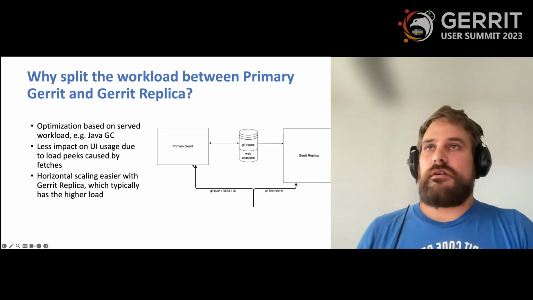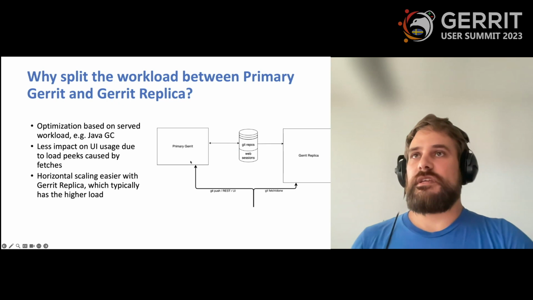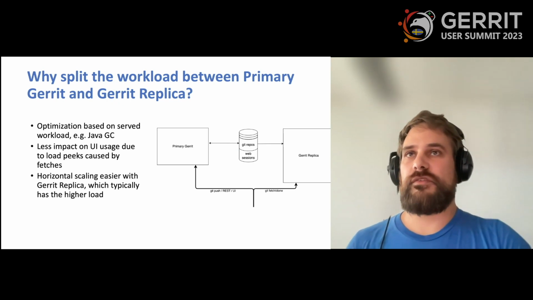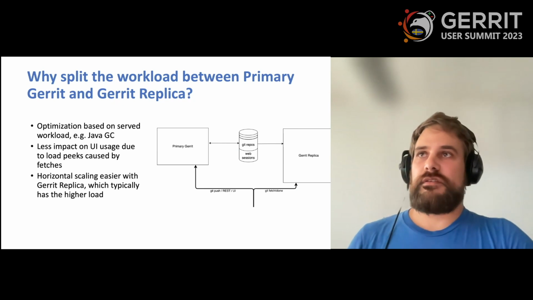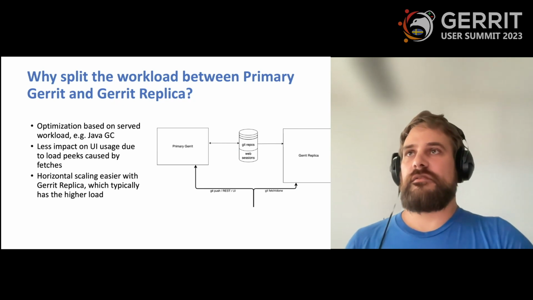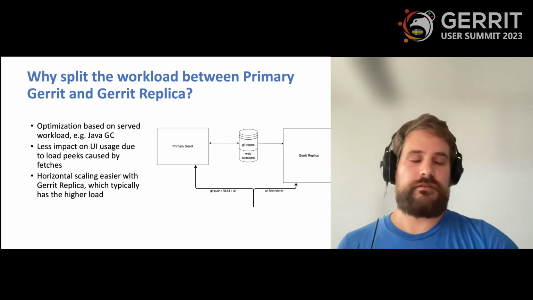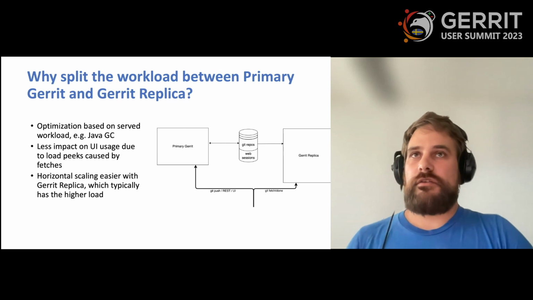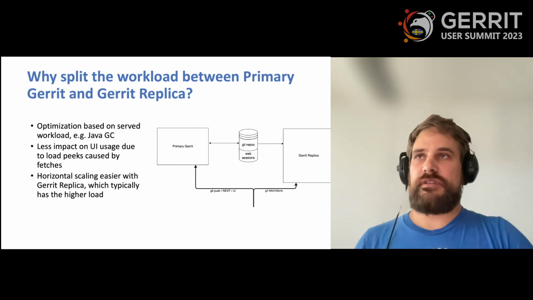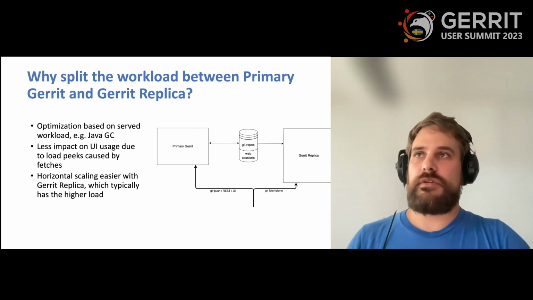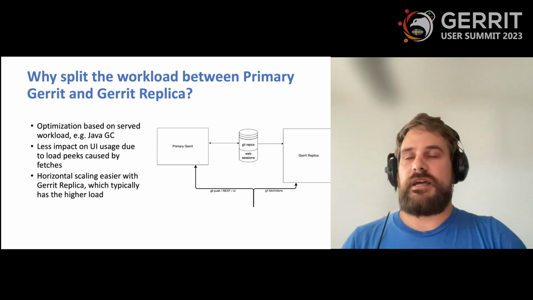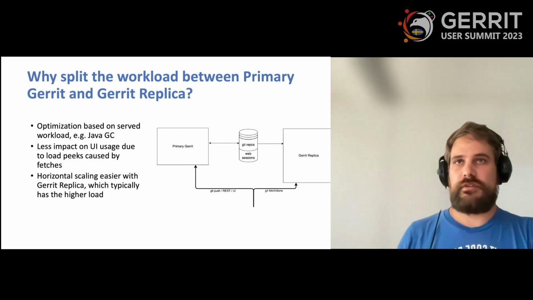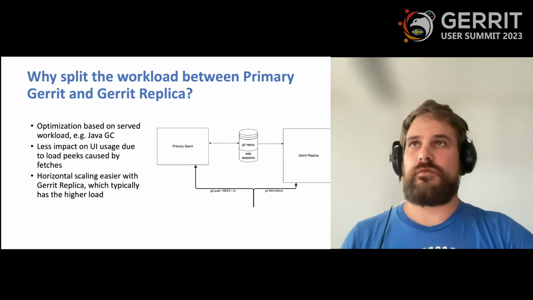Also, we noticed that we get better performance on the primary Gerrit, especially when serving the UI, because robot systems did not impact the performance of the primary Gerrit anymore during high load times. And also the Gerrit replica can more easily be scaled because it's read-only. So the typically high workload of Git fetch and clone can be distributed among more processes, or pods in terms of Kubernetes.